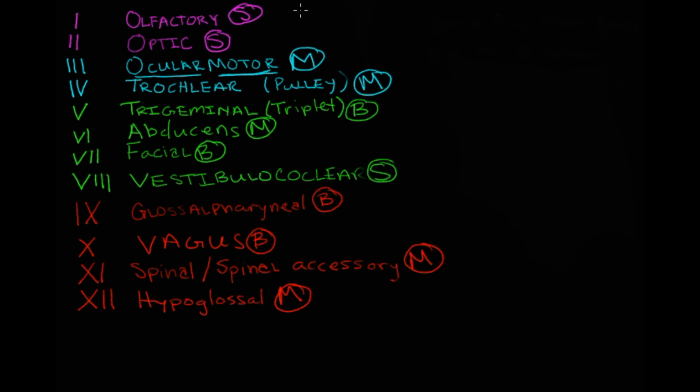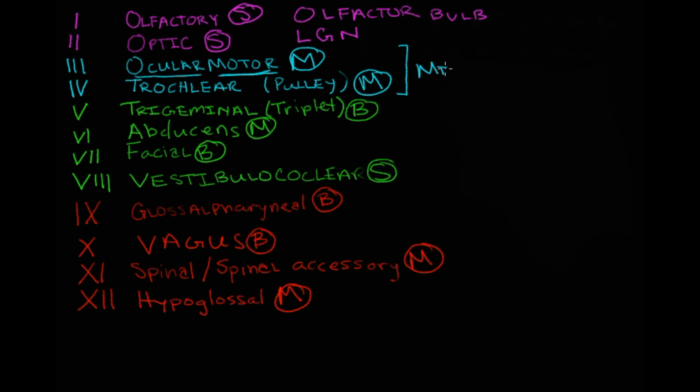So the nuclei that these come from is the olfactory bulb for the olfactory nerve. Easy to remember. It's right there in the front of the brain. Optic nerve, this comes from the lateral geniculate nucleus. That is right by the side of the thalamus. The other ones, we're going to focus on the area of the brain they come through. There are several nuclei that supply the neurons that run into these cranial nerves.